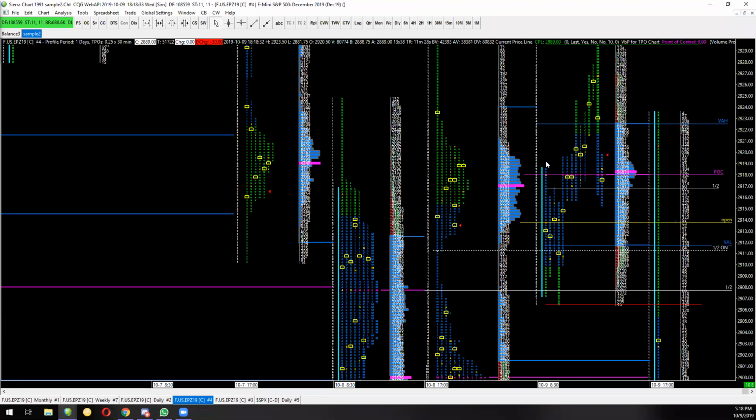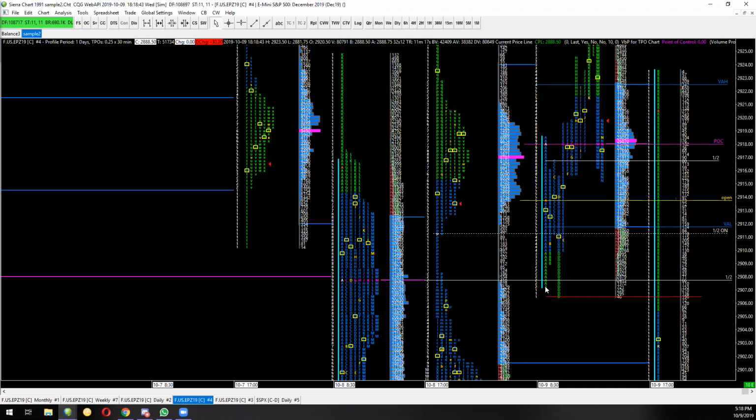So we opened, we auctioned down, right? When we came down, look where we stopped in A period. We stopped 2 ticks underneath the point of control, which is also the halfway point of the previous day's trading.